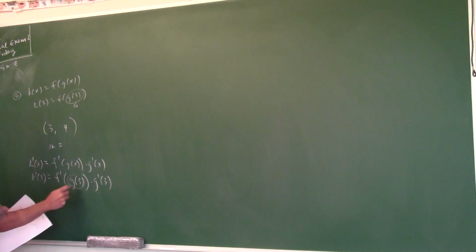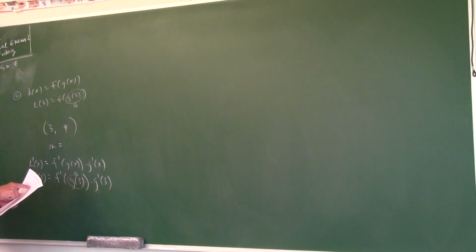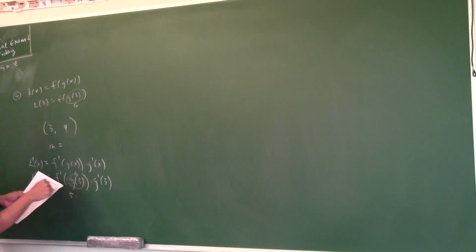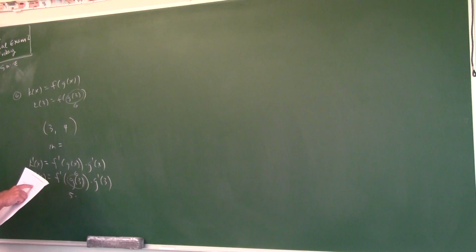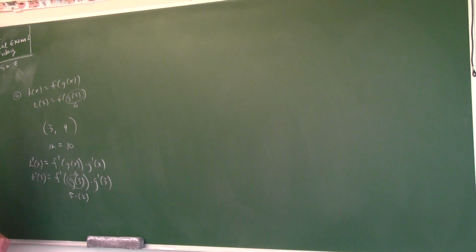G of 3 is 6. What is f prime of 6? Looking it up on the chart. F prime of 6 is 5, so this is 5, times g prime of 3. G prime of 3 on the chart is 2. That's 10. So point slope form now for the final point. Y minus 4 equals 10 times x minus 3. Boom!